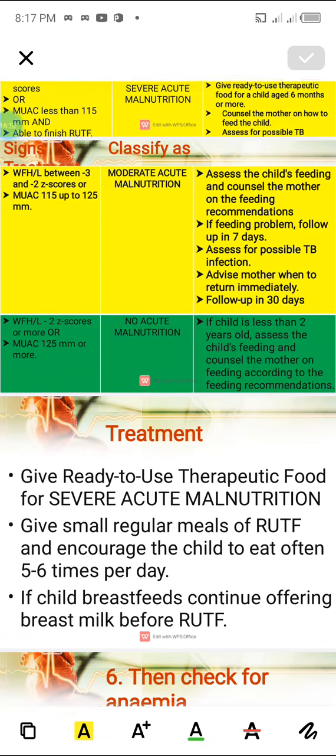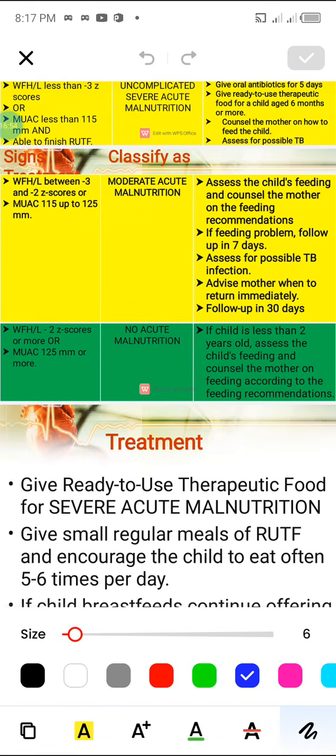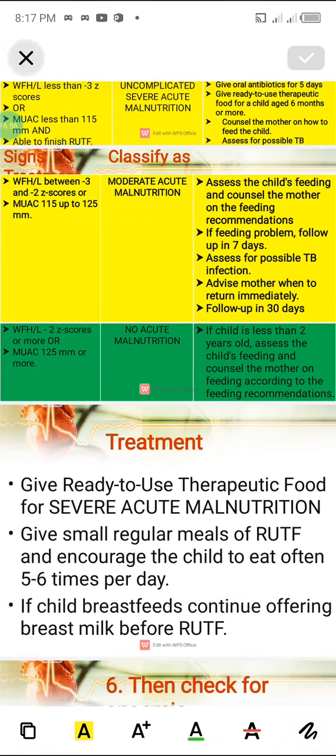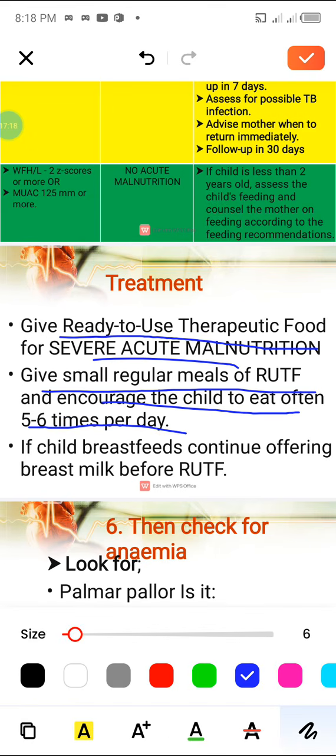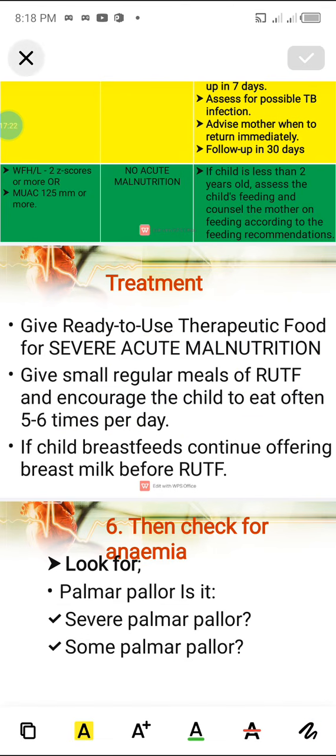Then this is just the instructions on the treatment for RUTF. Okay, let me just take it up there. So this is ready to use therapeutic food for severe malnutrition. Then what you do is give small regular meals and encourage the mother to encourage the child to eat often, which is 5 to 6 times per day. So they're just trying to give us extra information. Otherwise, this is what we do in IMCI and malnutrition.